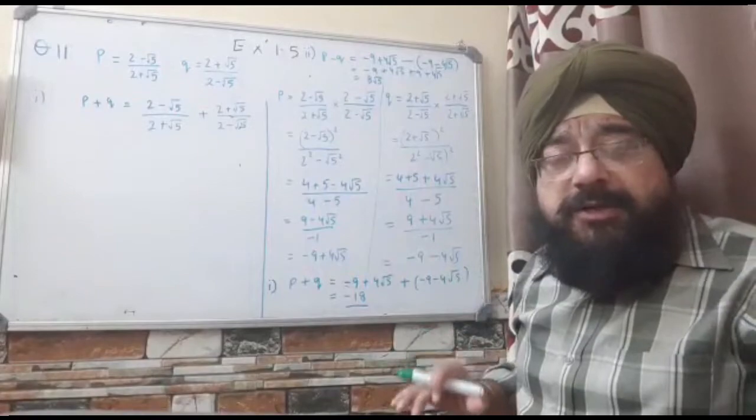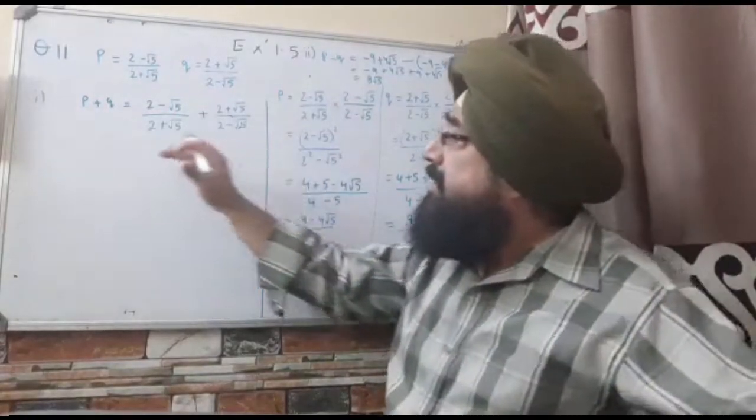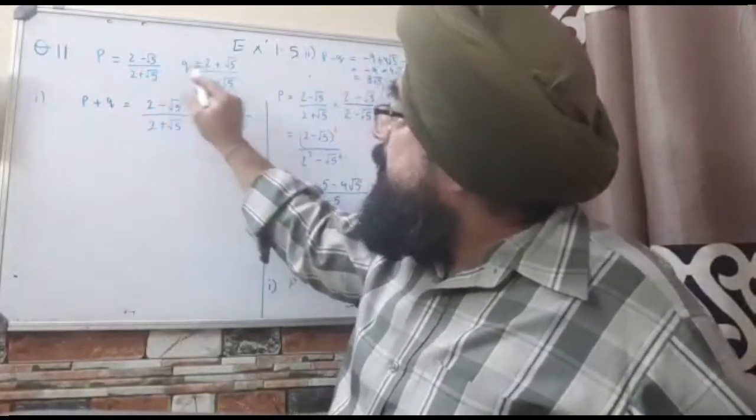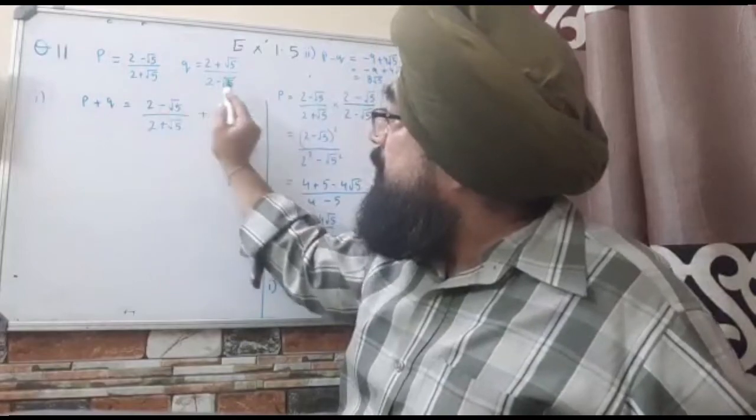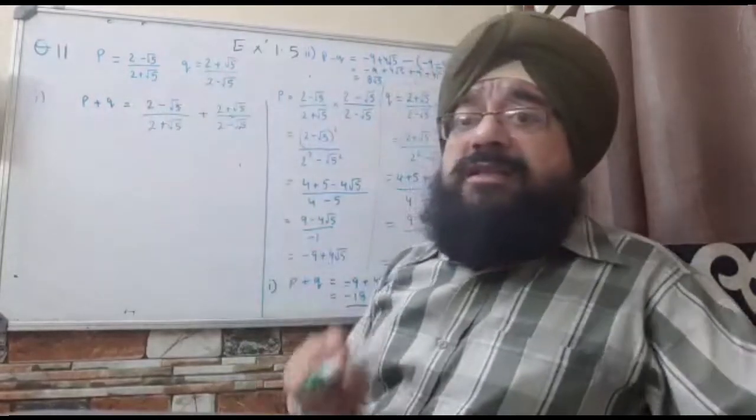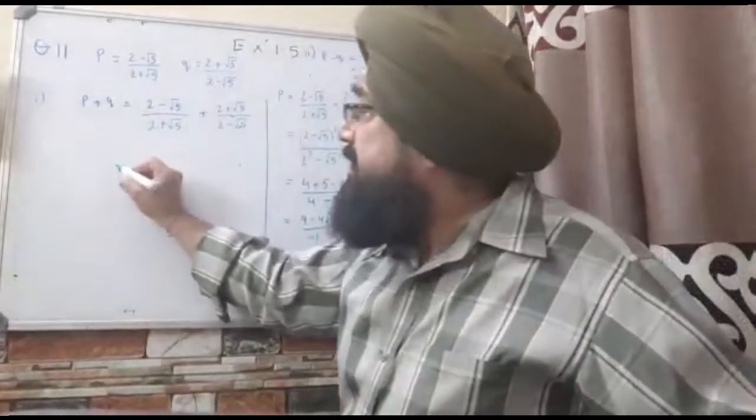Now I am addressing this question in the way that if P is given like this and Q is given like this, and you see that the denominators of both are rationalizing factors of each other, then don't bother about rationalizing P and Q separately. Just take the LCM.